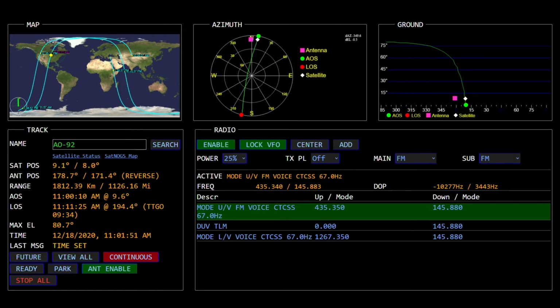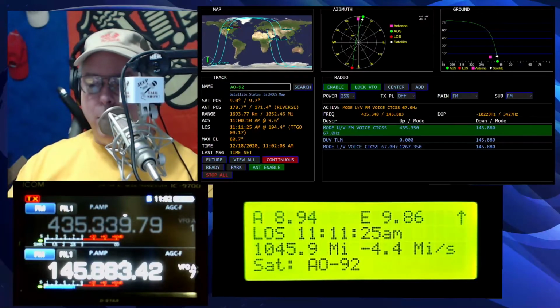So right now, the pass is going on. The simulated antenna is trying to keep up with where the satellite is positioned in the sky. So it would be continuously moving around to track that satellite, giving me the best possible chance of getting into the satellite and being able to work it.